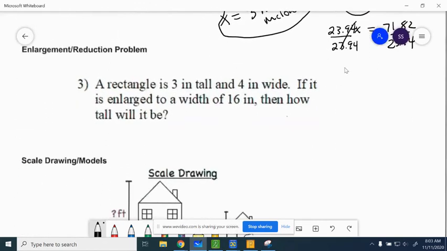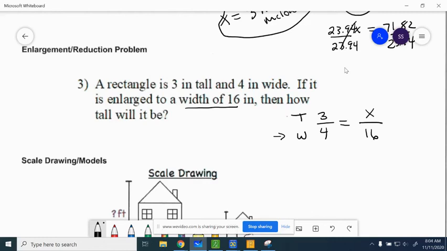All right, now we're going to look at an enlargement or reduction problem. So number 3 says a rectangle is 3 inches tall and 4 inches wide. If it is enlarged to a width of 16 inches, then how tall will it be? All right, so we're going to put this as the height, or how tall it is, over the width. And so that ratio is 3 to 4. We're going to set up the proportion equal to, let's see, it is enlarged to a width of 16. So again, we want to put this on the bottom with width. So 16 goes on the bottom. How tall will it be? That's what we're trying to find out. So there goes our x.